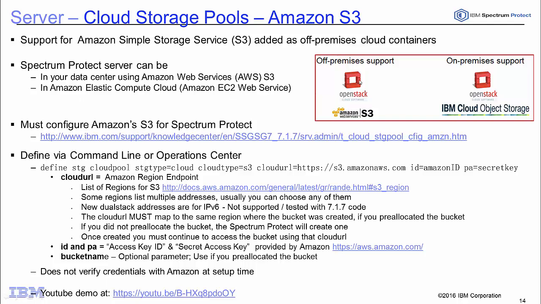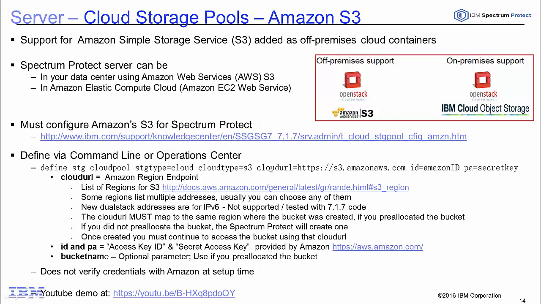Either way, you're going to be creating an Amazon cloud container to store your data inside of it. The first thing you have to do is configure Amazon S3 for Spectrum Protect, and this knowledge document gives you some hints and tips on things you need to do.